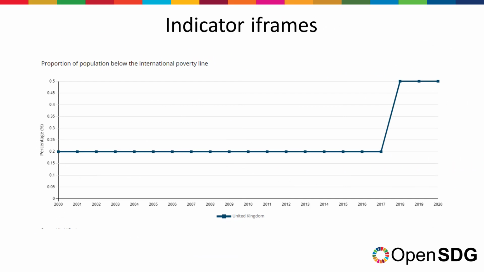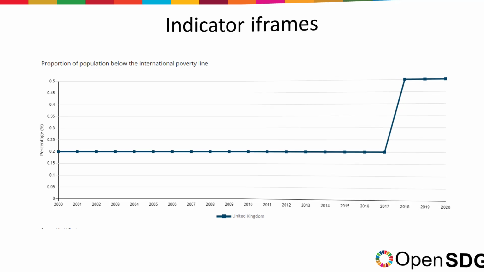Indicator iframes are now also available to use on your platform. This feature allows you to create iframe-friendly versions of each indicator. An iframe is an HTML element that loads another HTML page within the same page. It essentially puts another web page within the parent page. This will allow you to embed your indicator data on other pages inside your platform, as well as external websites.